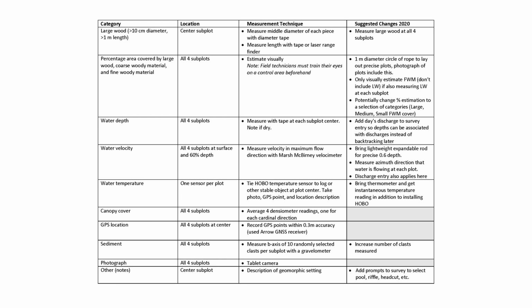This is a summary table of all of the methods involved for each metric of the geomorphic field plots. It says the category of measurement and whether they're at all of the subplots, exterior and center, or just the center. Again, I want to reiterate that a suggested change would be to measure the large wood at all 4 subplots. There are a few other suggested changes in the column to the right, and it's up to you whether you choose to adopt those changes or not.